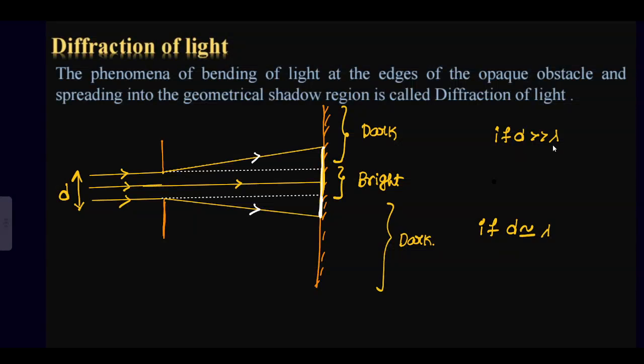If d is very much greater than lambda, then diffraction is not possible. No diffraction is observed in this case. Now, in this case, only diffraction we can observe.